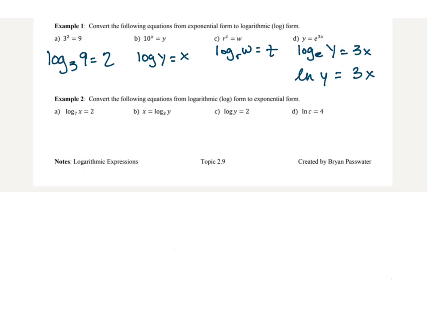Oh my gosh. Okay, so let's go on to example 2. Now we're going the other way. These are all logarithms, and they want us to rewrite them in exponential form. Okay, remember the base is the base. It equals the power. So I'm going to raise the base to the power. So 7 squared is going to be x. We're not solving here. We're just rewriting. 3 to the x power is equal to y.